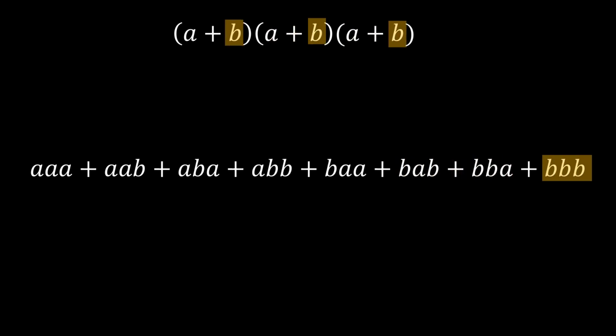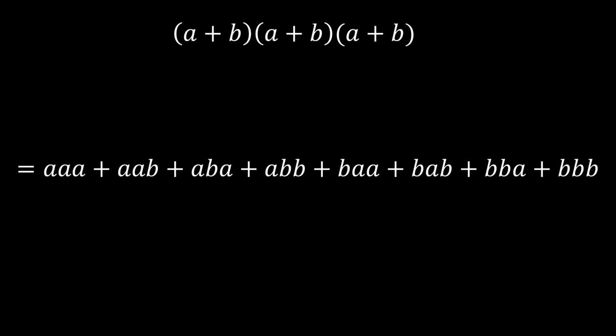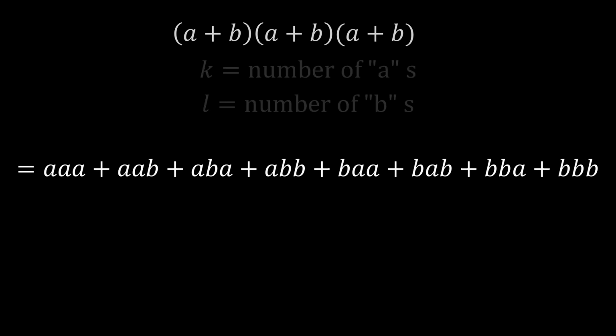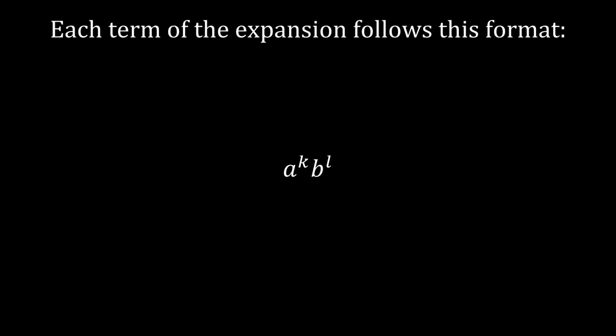You add all the terms of the expansion together and voila, that's your answer. But we still have a long way to go. The first obvious thing to do is to write each term using exponential notation. Let's call the number of a's in a term k and the number of b's in a term l. Each term is of the form a to the power of k times b to the power of l.